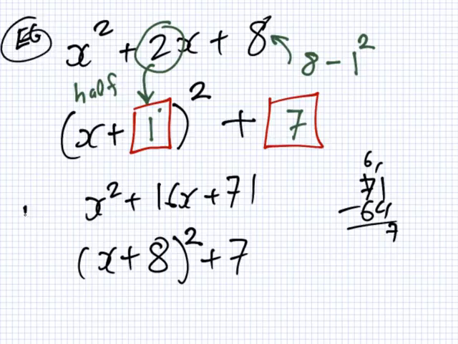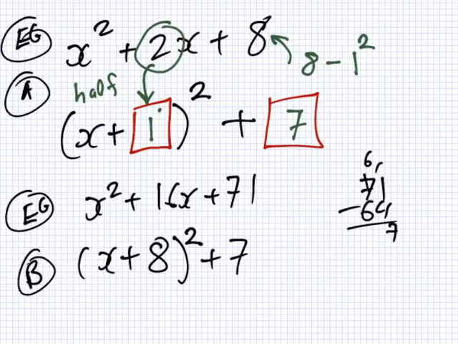Okay, I'll let you try one. Okay, so this is A and this is B. Can you try 1C and D? C and D.